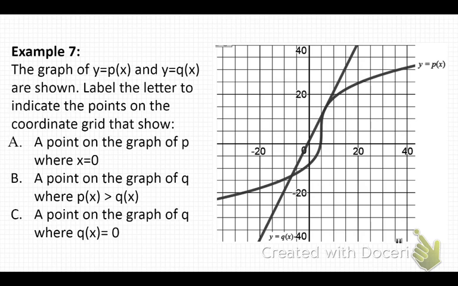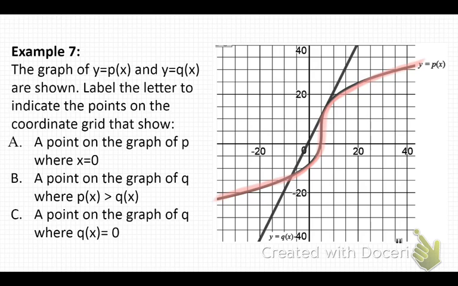Okay, let's talk about these. A says a point on the graph of P where x equals 0. So is P the line or the squiggle? The squiggle. So I'm going to plot my point on the squiggle. Okay, so I have to find where that is. And this part of it has really stumped my first 2 classes, so we're going to talk about it a little bit more right now.